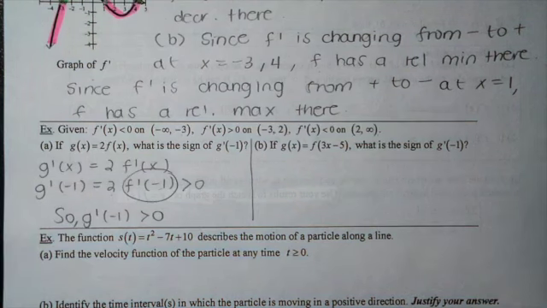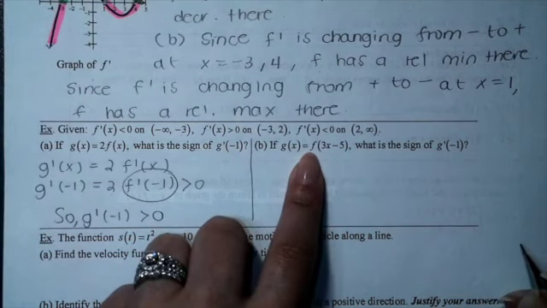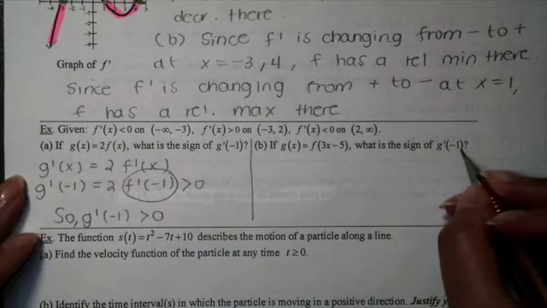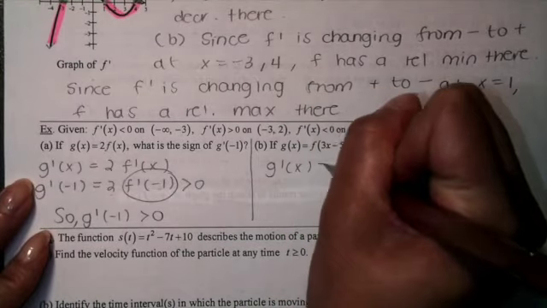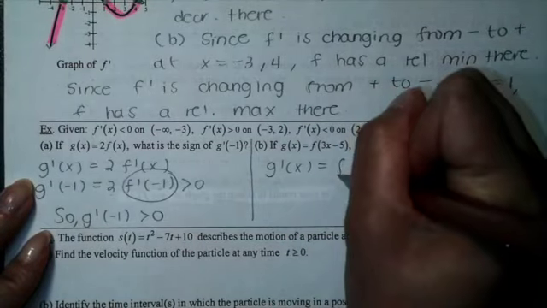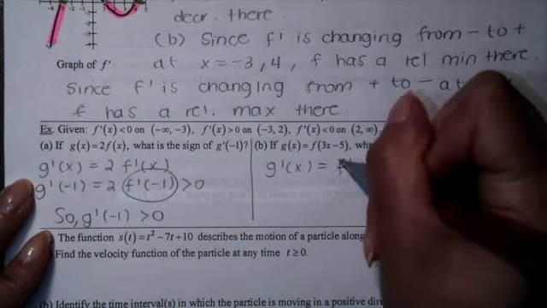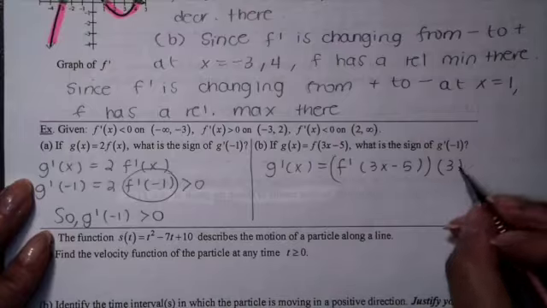So you have that. Now, they redefine g of x, and they define it as f of 3x minus 5. What is the sign of g prime of negative 1? So here, take the derivative as usual. When in doubt, take the derivative. So f prime of 3x minus 5 using the chain rule, and all of this is going to be multiplied by 3. Why by 3? Chain rule.